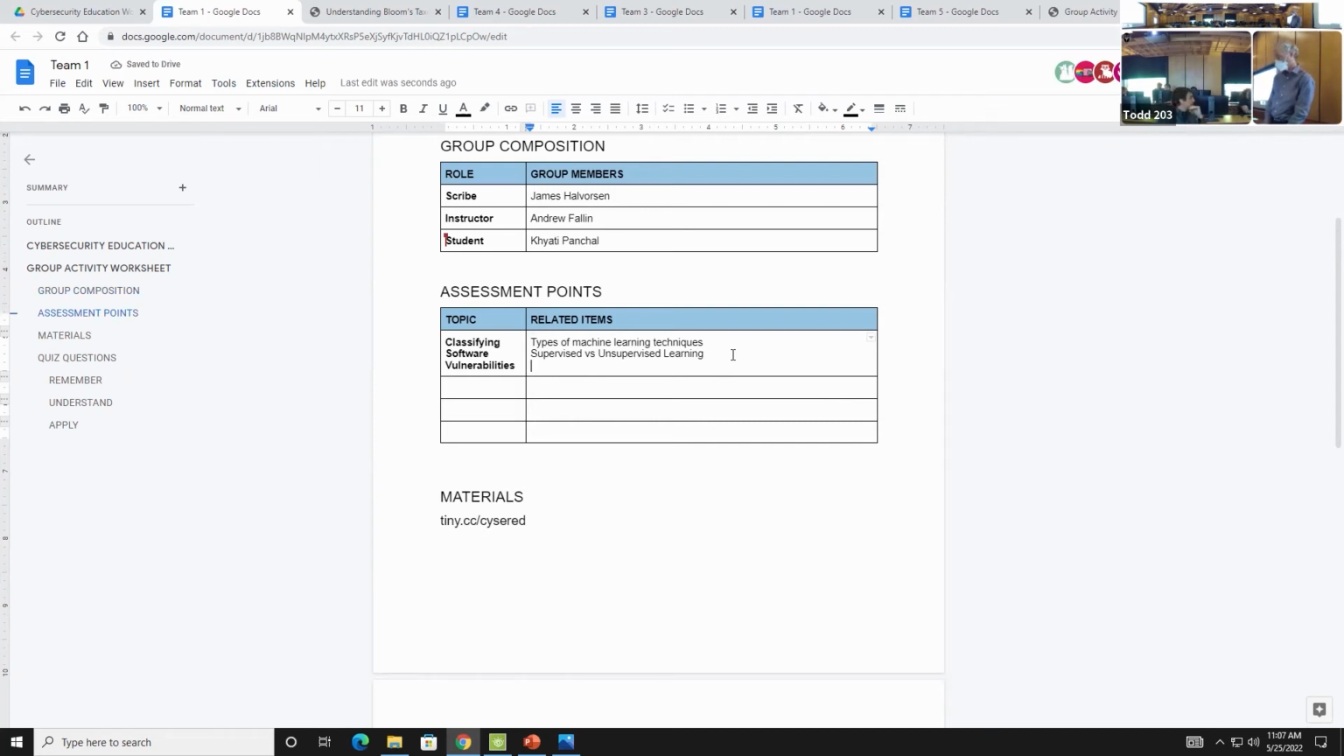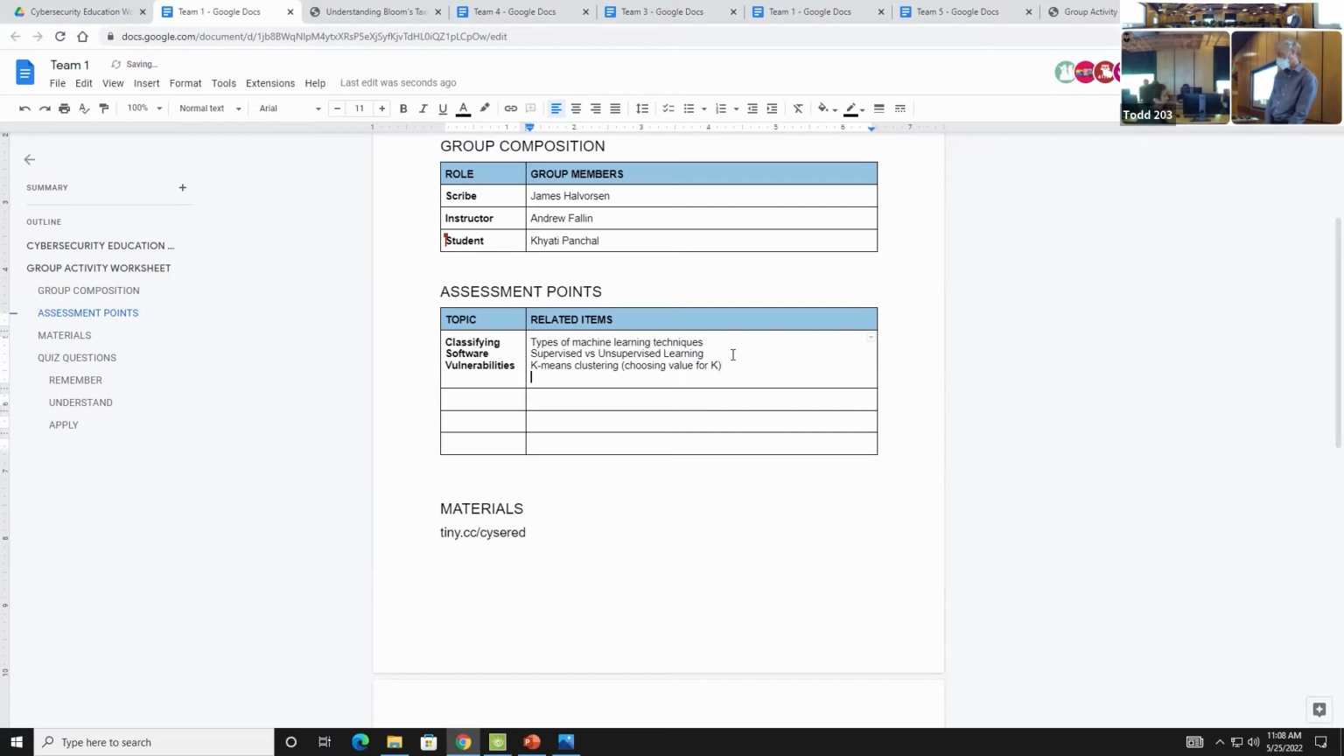So for unsupervised learning, K-means clustering. To go in depth, for K-means clustering, how would you pick the value of K? For that, there are multiple ways. We're using the DBI index, the Davies-Bouldin index. There are the elbow method and so many other ways to identify the value.